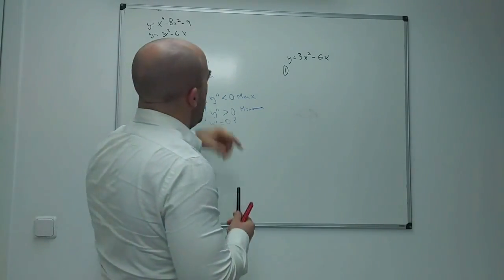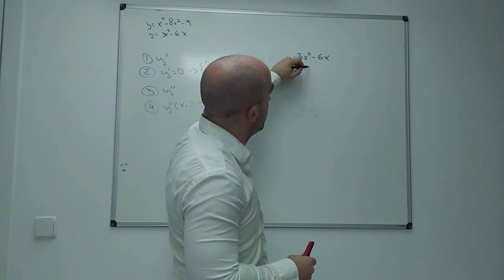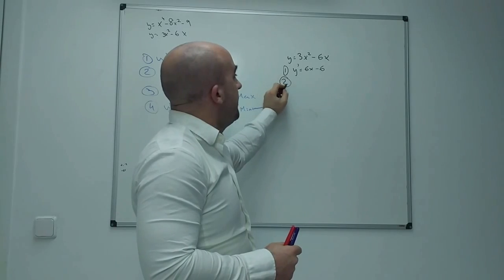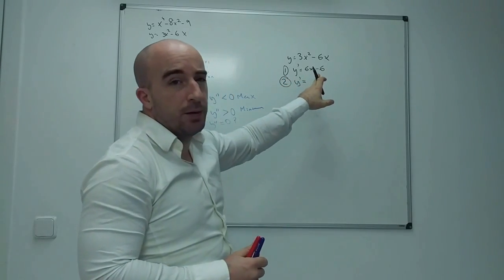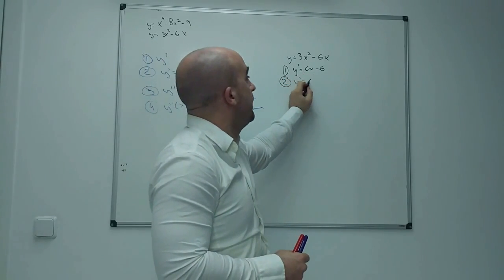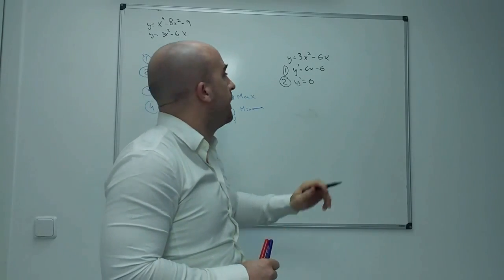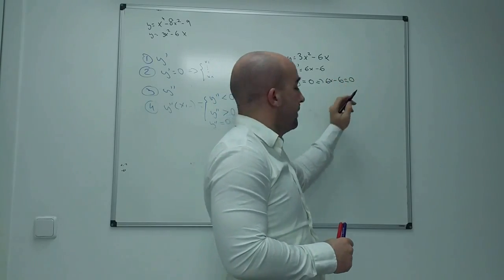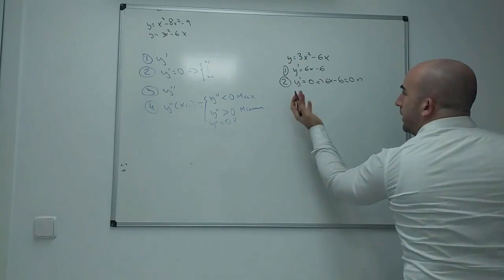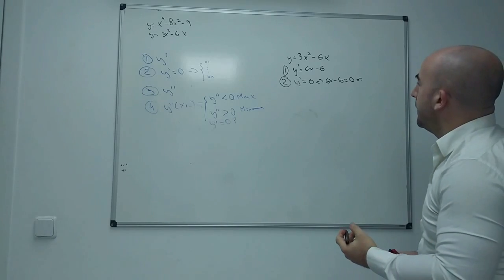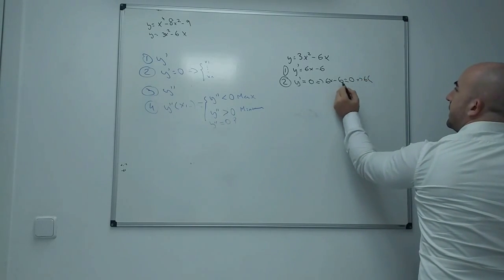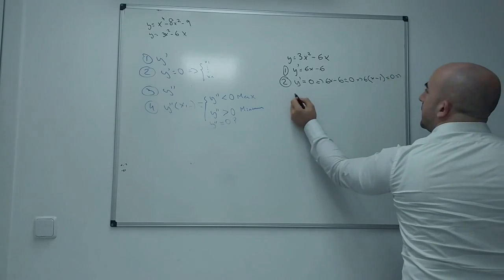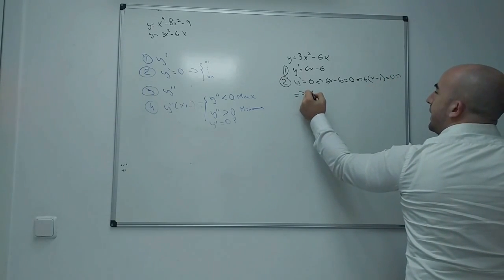Let's follow the steps. Step 1, differentiate. Y prime is 6x minus 6. Second step, that derivative we will equal to 0. So that gives us that 6x minus 6 is 0. So if we factorize, that 6 times x minus 1 equals 0. So the solution for that is x equals 1.